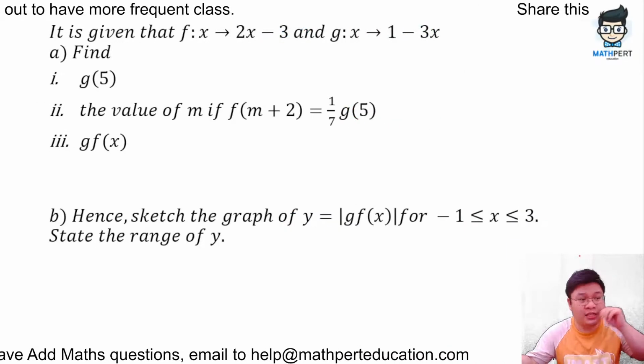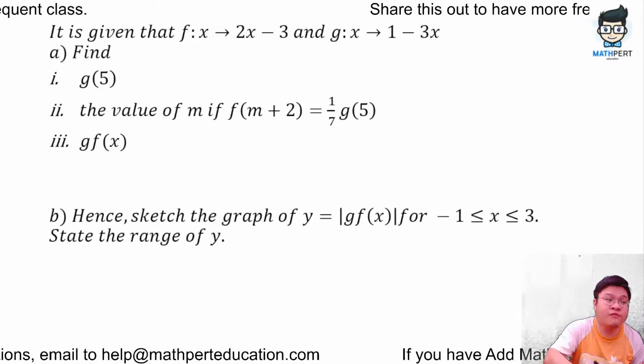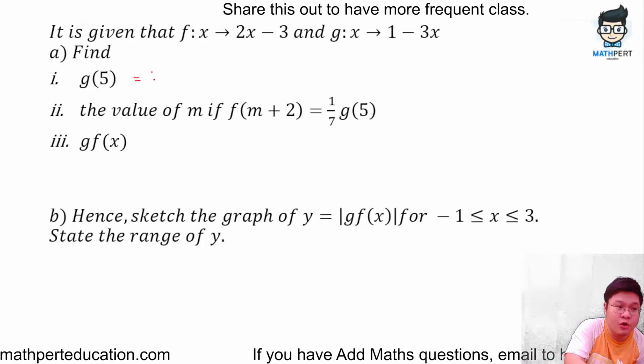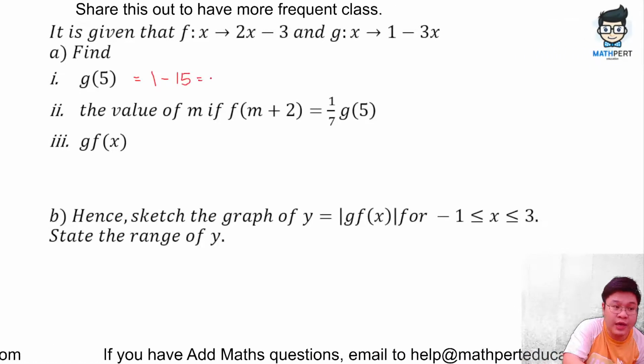Alright, next, it is given that f(x) equals this, g(x) equals this, find g(5). Alright, so this is very straightforward. So g(5) will be equal to 1 minus 3 times 5, 15. You get negative 14.